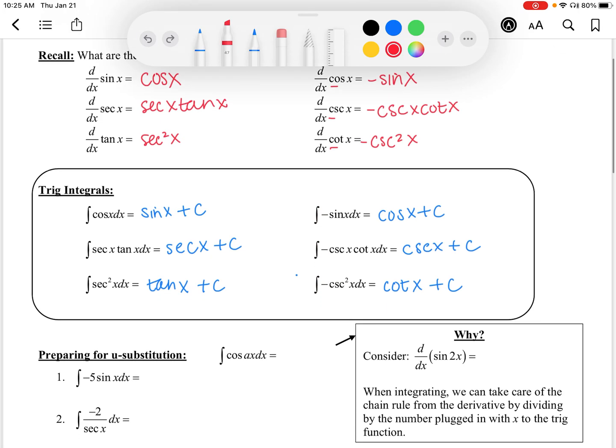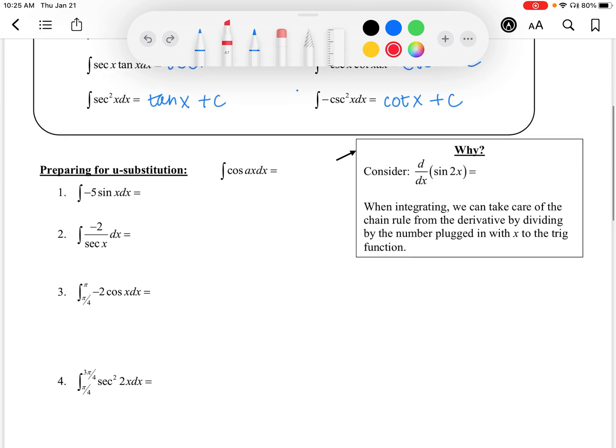All right, let's look at some examples here. The first thing that we are going to look at is this over here. I have the integral of cosine ax dx, and I'm going to tell you that the formula for that, if I'm trying to take the integral of cosine ax, is sine ax over a plus c.